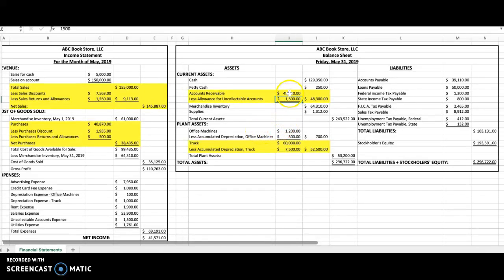So we need to subtract. $1,500 is subtracted from $49,800, and you see the result over here. $48,300 is the net result. So this works the same way as depreciation, sales, and purchases. We need to show the original amount that we did sell on account. We have that much in accounts receivable. We also need to show how much we expect to lose and the net result. So it works in theory the same way as the other parts I have highlighted in yellow.